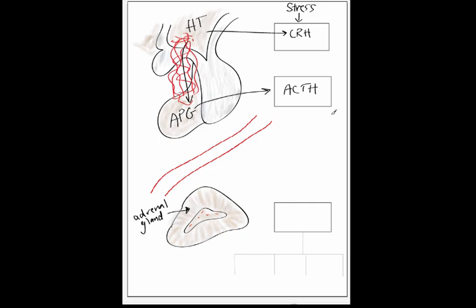ACTH is secreted into the blood, just the regular systemic bloodstream, where it travels all over the body, and where it happens to find receptors is in the adrenal cortex. And let me just make sure we specify that the part of the adrenal gland we're concerned with here is the cortex. That's an R right there. And when ACTH binds with receptors in the adrenal cortex, those cells secrete the final hormone in our pathway called cortisol.